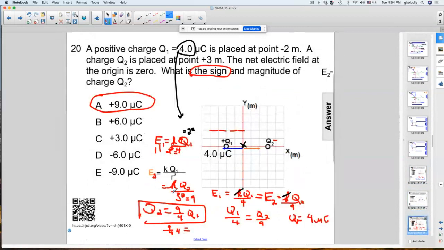Okay, here's the calculation. The answer: if you multiply 9/4 Q1, Q1 being 4 microcoulombs, like we just did, the answer is 9 microcoulombs.